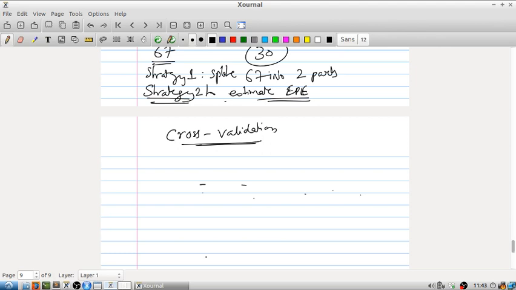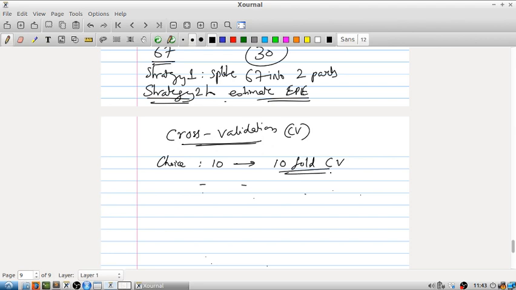So cross-validation is as follows. Again, there's some choice involved here. We have to choose something. So let's say we choose 10 as a number. If you choose a number, it corresponds to something called folds. The cross-validation procedure is parameterized by that number, and it's called 10-fold cross-validation.